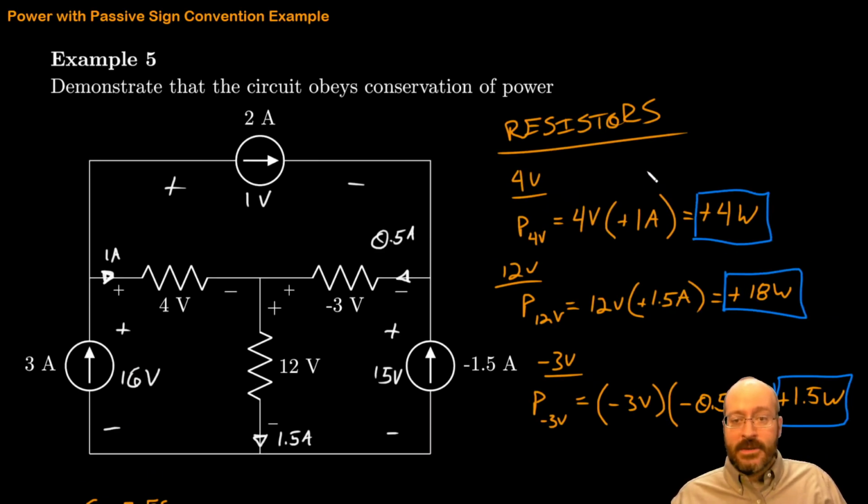All right, so I wanted to show that the circuit has to obey conservation of energy, and I also wanted to go through a lot of examples of using the passive sign convention when calculating power dissipation by both passive and active elements.